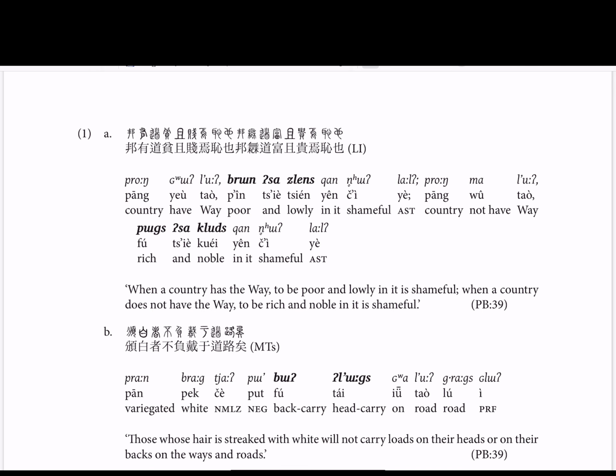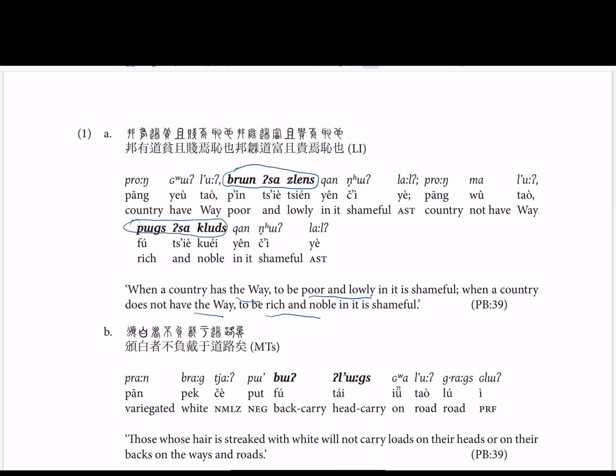And the English translation of the sentence is, when a country has the way, to be poor and lowly in it is shameful. So here we have the first coordinate phrase, poor and lowly, brum sa zlins. And the second half of the sentence says, when a country does not have the way, to be rich and noble in it is shameful. Be rich and be noble, another coordinate phrase, bux sa clus.